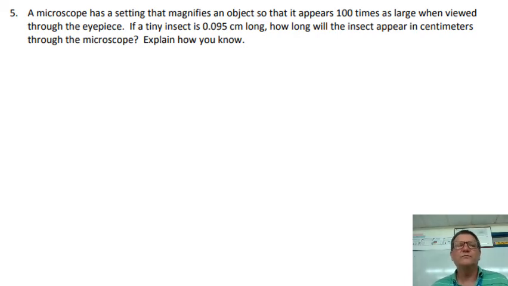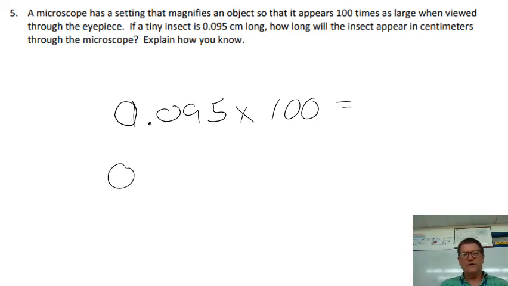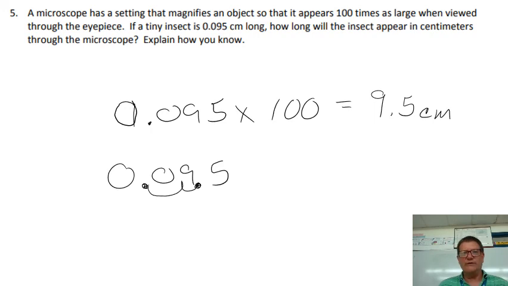Okay, so if I have this, and I can tell that I'm going to be multiplying, so I'm taking 0.095, and I'm going to multiply this by 100 because it's going to be 100 times larger. So now if I take my number here and I'm starting my decimal, since it's multiplied by 100, it's going to get larger. So the decimal is going to move to the right. So we're going to go 1, 2. So I know this would be 9.5 centimeters.